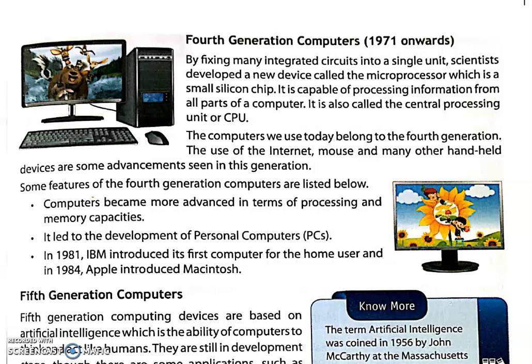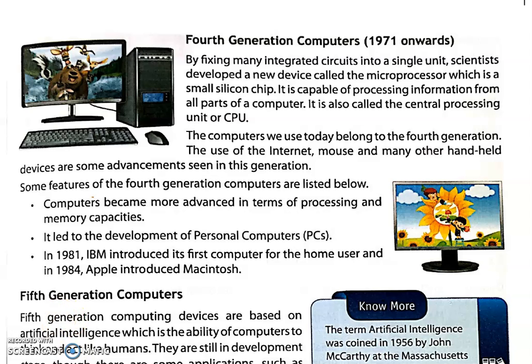By fixing many integrated circuits into a single unit, scientists developed a new device called the microprocessor, which is a small silicon chip. How did we start? We started from a vacuum tube. From a vacuum tube, we went to a transistor. From a transistor, we went to an IC. Now from IC, we went even smaller. We made a thing called microprocessor, which is a very tiny silicon chip.